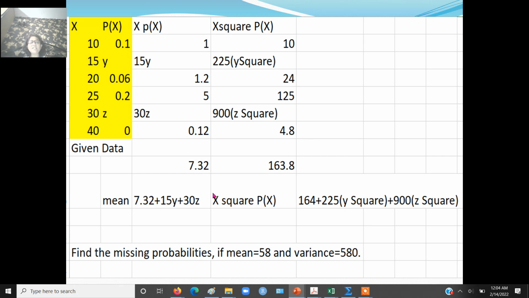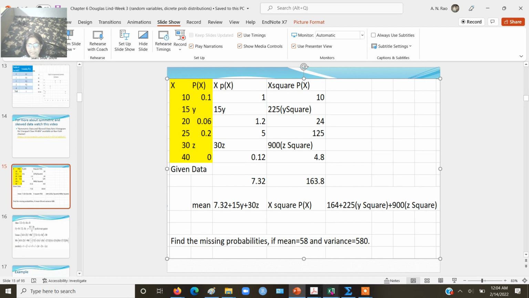Now, variance is the difference between the expected value of x square and the square of the expected value of x. First we calculate the expected value of x square, which is equal to the sum of x square into p(x). So x square means 10 multiplied by 10 into the probability, which is 0.1. So this is equal to 10. Similarly, 15 multiplied by 15, which is 225, multiplied by the probability y. So this is 225 times y. By the way, I have mistakenly written here that it is y square. This won't be y square. Let me correct it here.